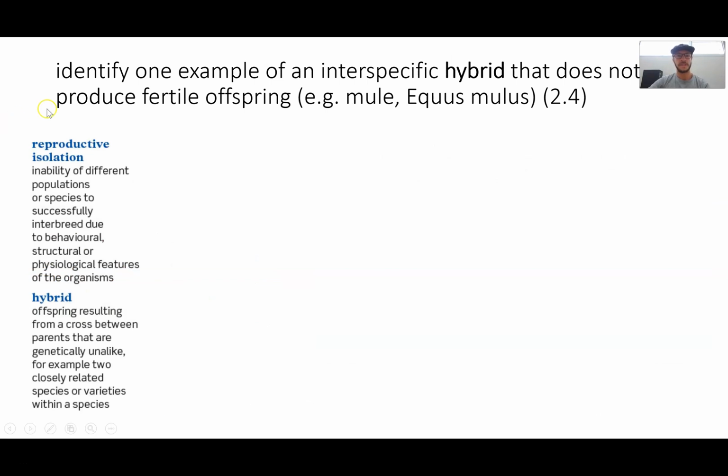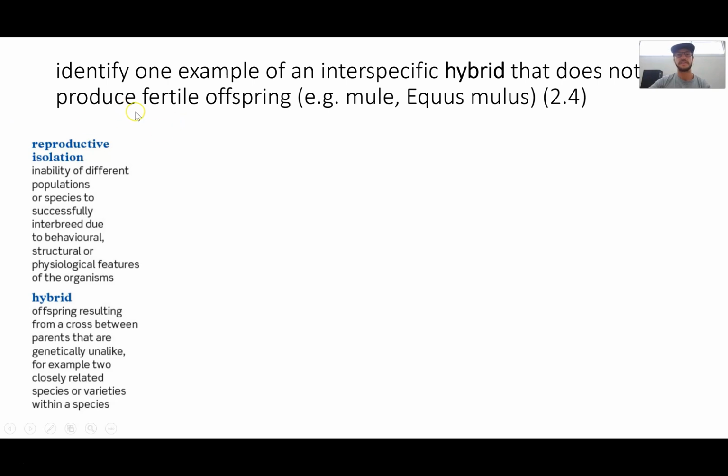So, next point, we're going to look at this. Identify one example of an interspecific hybrid that does not produce fertile offspring. A couple of key terms here we'll look at in a moment as well. An example of a hybrid is a mule. It's handy to take a moment now just to define what the word species actually means.